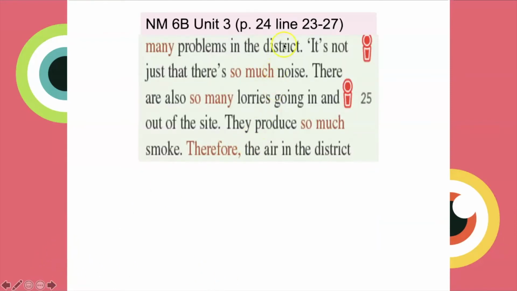Next one, line 23 to 27. It's not just that there's so much noise. There are also so many lorries going in and out of the site. They produce so much smoke. So here we have so much, so many, and so much again. So what do they tell us?